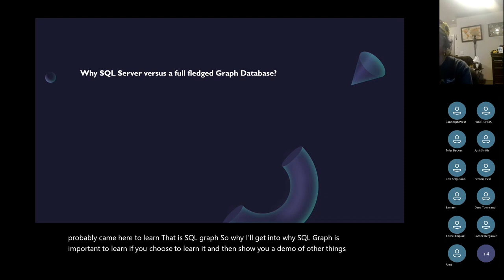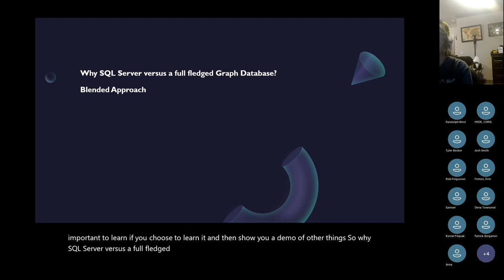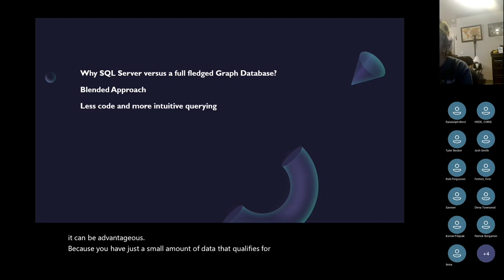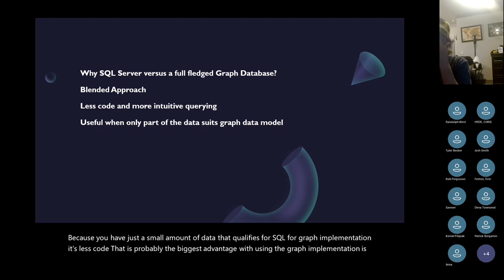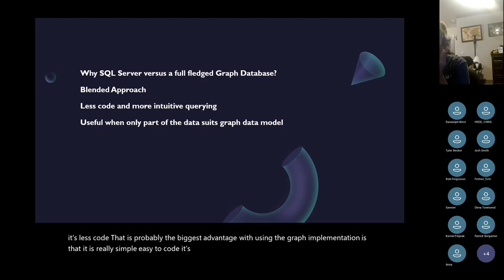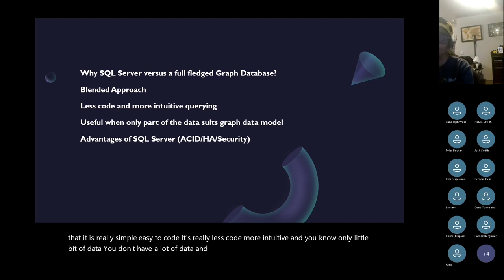So why SQL Server versus a full-fledged database? This blended approach, like I said, can be advantageous because you have just a small amount of data that qualifies for graph implementation. It's less code. That is probably the biggest advantage with the graph implementation: it is really simple, easy to code, more intuitive, and only a little bit of data. You have the advantages of SQL Server, that time-tested, you have your ACID and HA and all that taken care of, as opposed to some NoSQL vendor that you don't really know and you don't trust your data there.